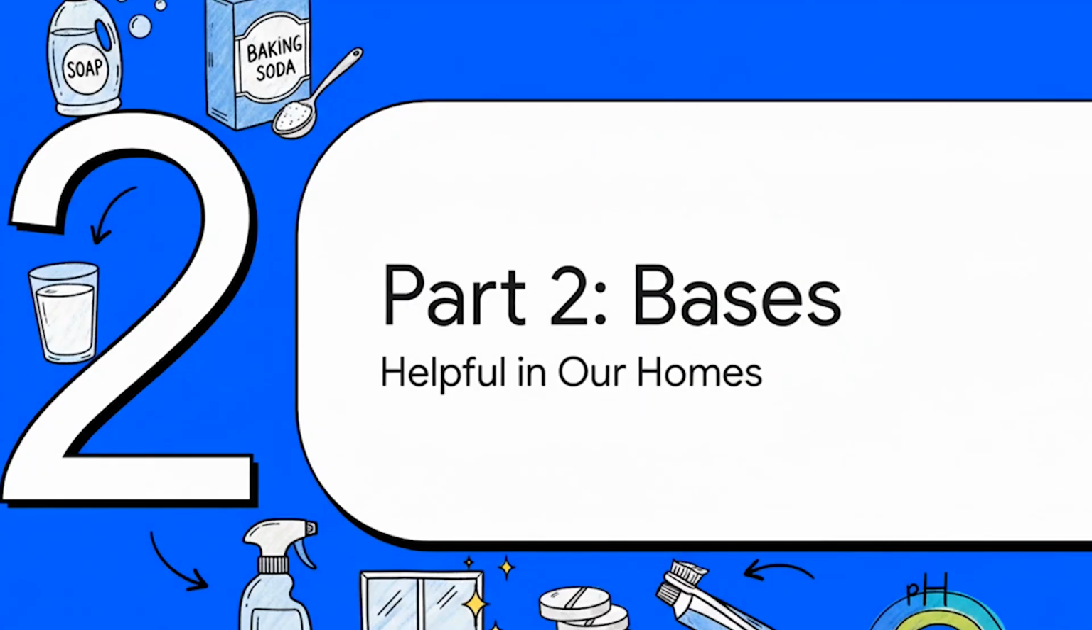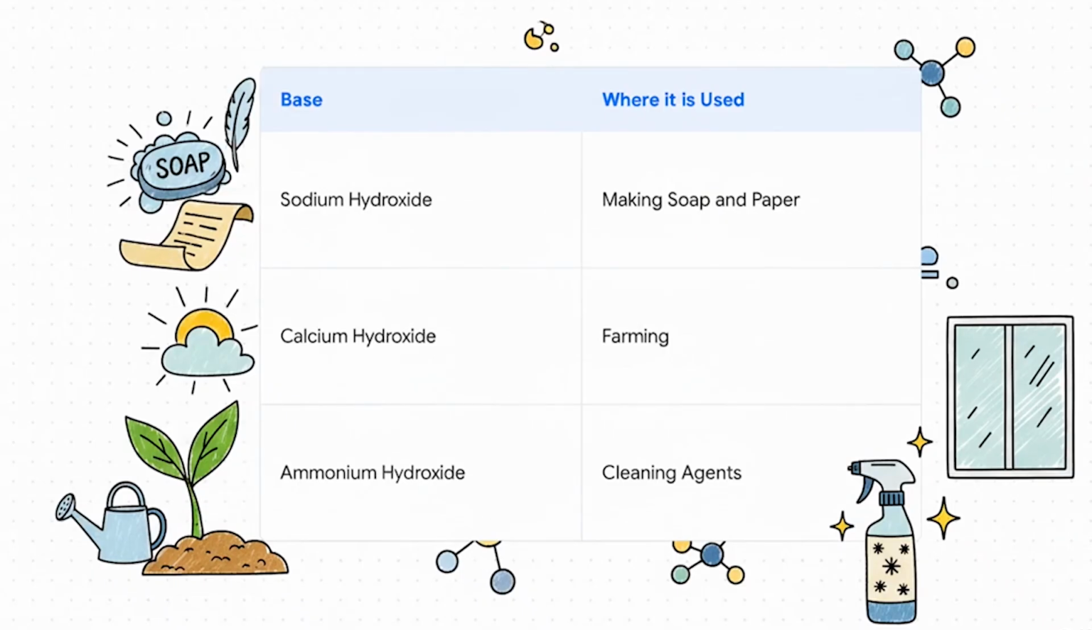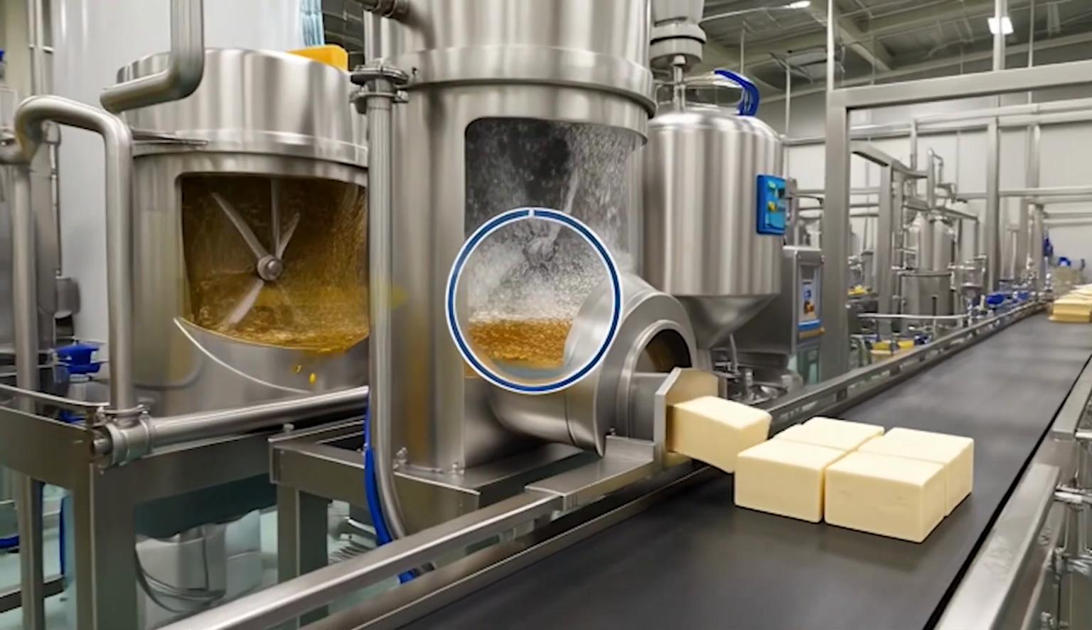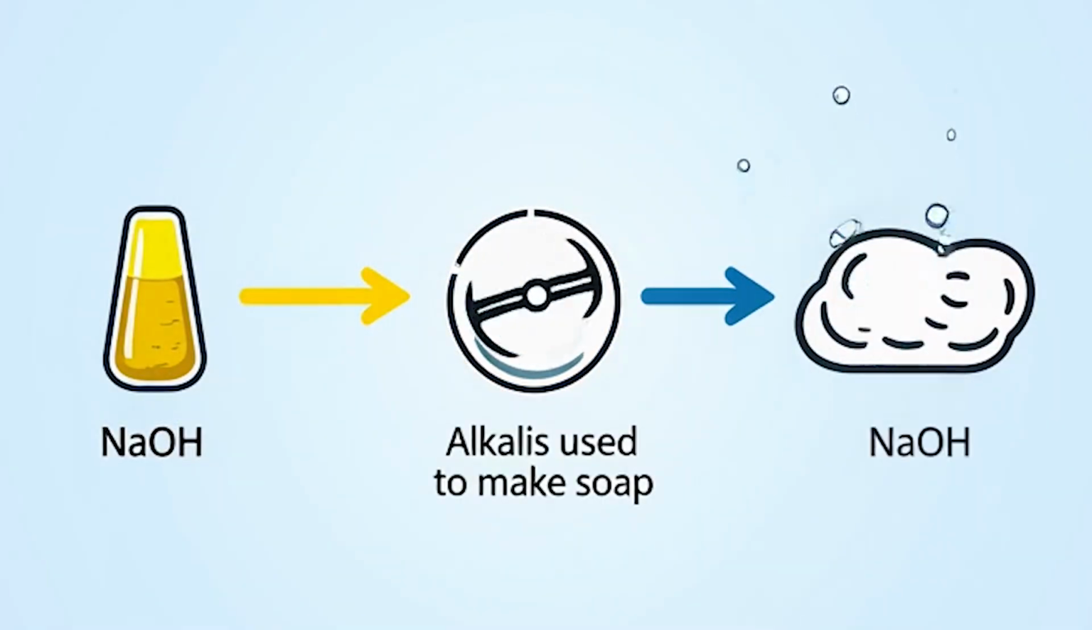Now, let's switch over and talk about their opposites, the bases. And these ones, you can find them all around us, even in our own homes. They're like quiet heroes, helping us out every day. Let's have a look at some common bases. First, we have sodium hydroxide. This is a big one. It's used to make the soap we wash with, and even the paper in our exercise books.